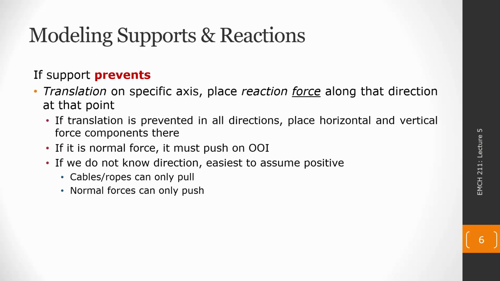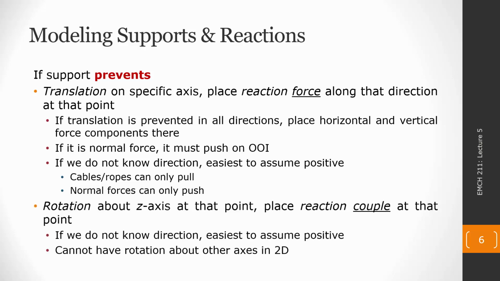Now with rigid bodies, we have to think about also the rotation, but only around the Z-axis, since that's the only axis we can rotate around if we are able to treat something as 2-dimensional. So for a support, if the object cannot rotate because that support is there, we are going to model that with a reaction couple or a reaction moment at the point where the support is connected to our object of interest. Now, typically, rotation clockwise or counterclockwise would be prevented by a support.